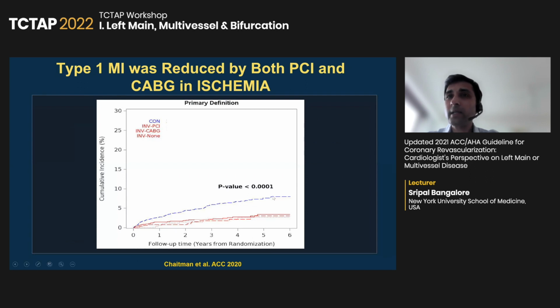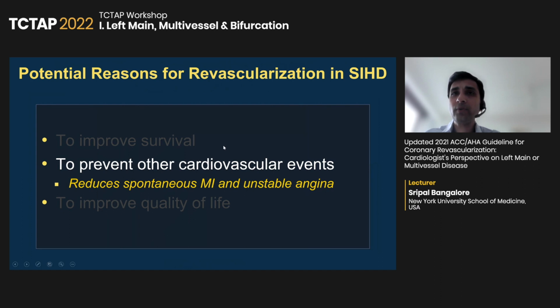What we also showed in ISCHEMIA was that type 1 MI, if you consider CON in blue, was reduced by both PCI and CABG. So there is always this lingering debate whether PCI can reduce MI. In ISCHEMIA, we clearly showed that spontaneous MI and type 1 MI are reduced by both PCI and CABG. So if you go back to the drawing board, potential reasons to revascularize in stable coronary artery disease to prevent other cardiovascular events include reduction in spontaneous MI and unstable angina.